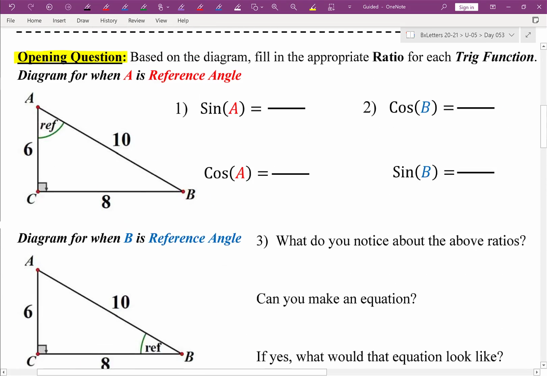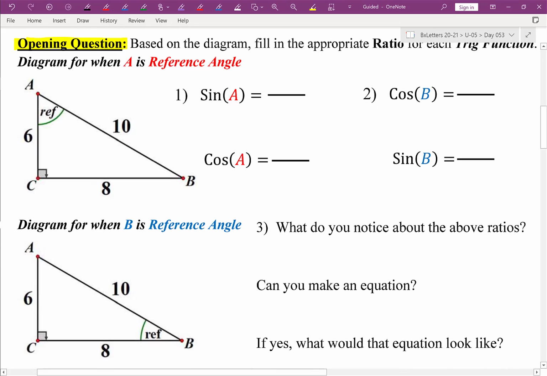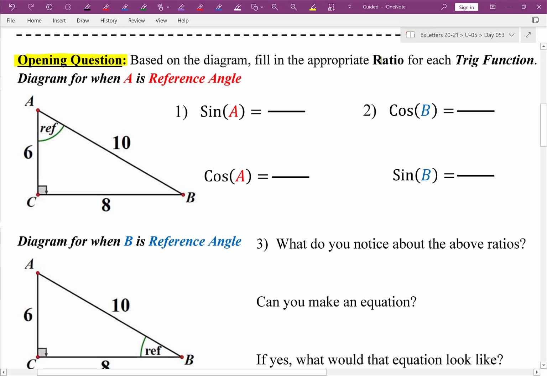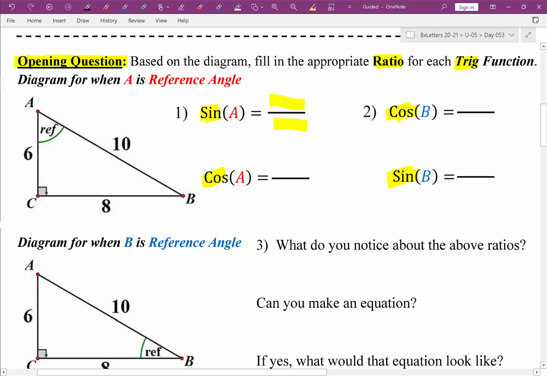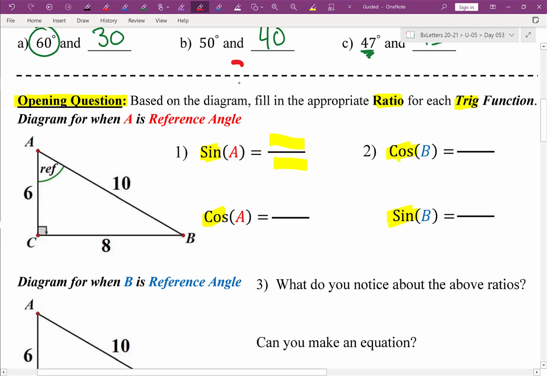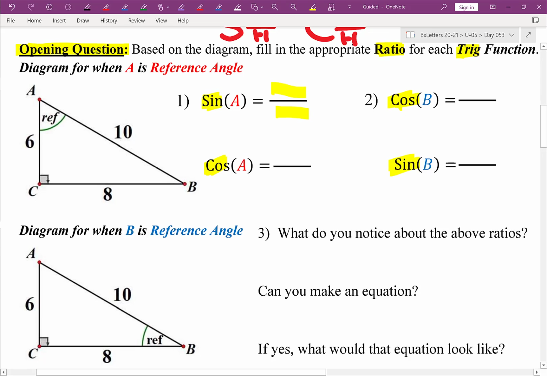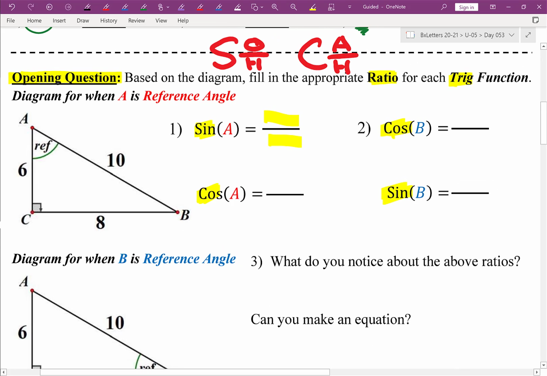All right, so let's come back here. Opening question: based on the diagram, fill in the appropriate ratio. That's a fraction, just something up here and something down there, for each of the given trig functions. So you're given sine, cosine, cosine, and sine. And if you'll remember, that's SOH and CAH. Okay, these look like the same pictures, so actually, let's just do one of them.